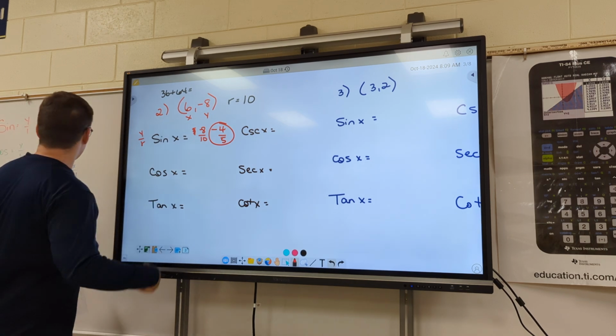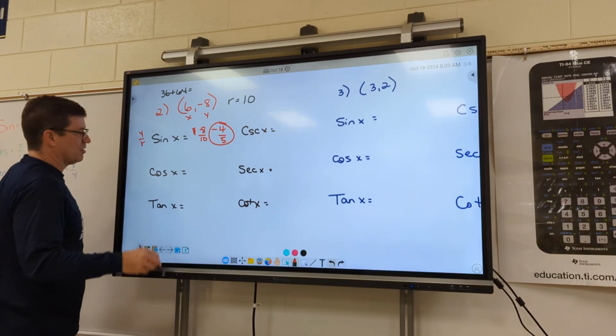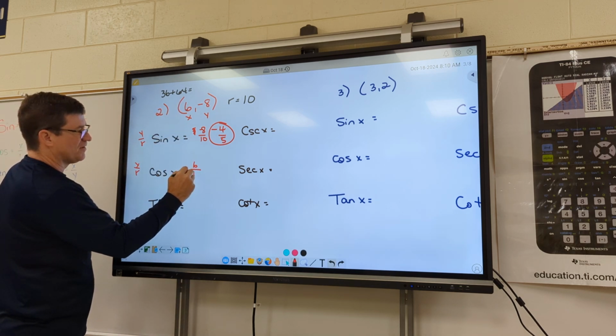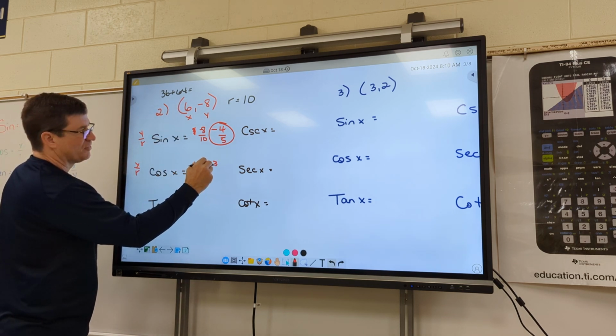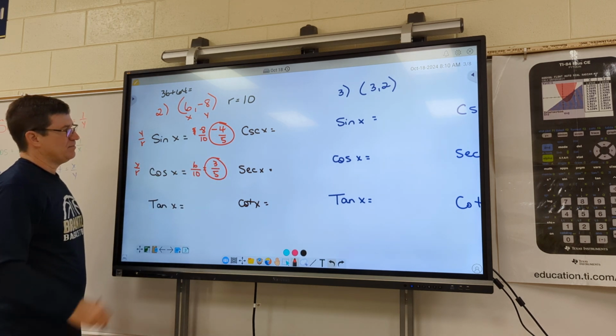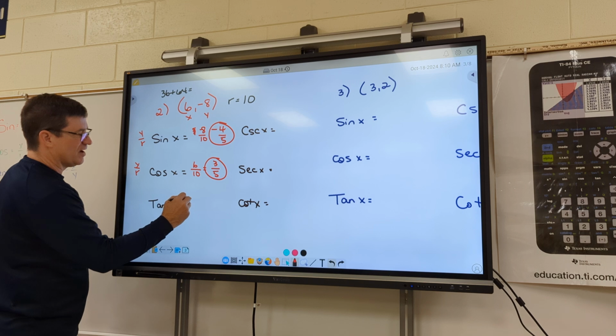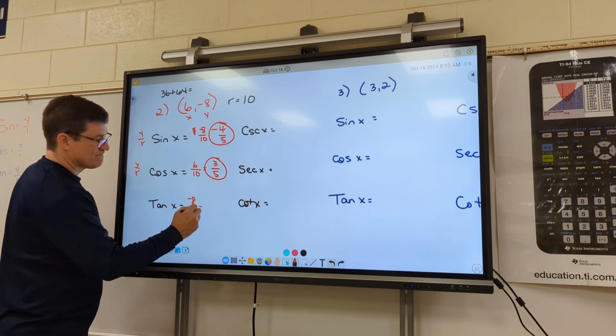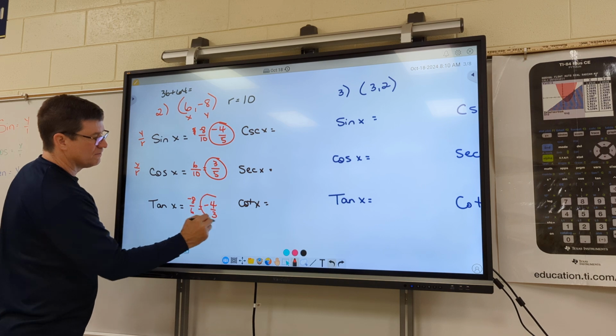All right, cosine, your formula, it'd be x over r. So that's going to be 6 over 10. Simplify it. 3/5. All right, tangent's y over x, that's negative 8 over 6. Simplify it. Negative 4 over 3.